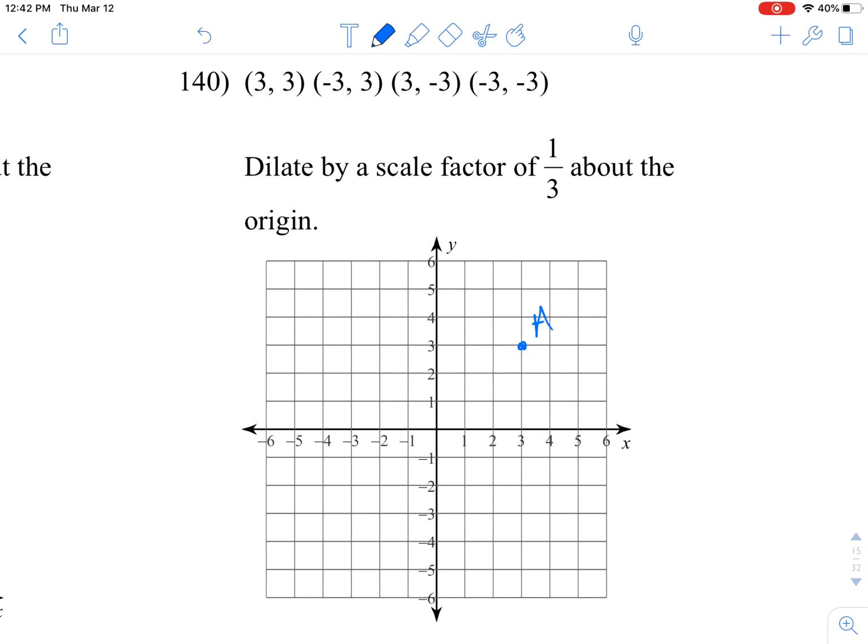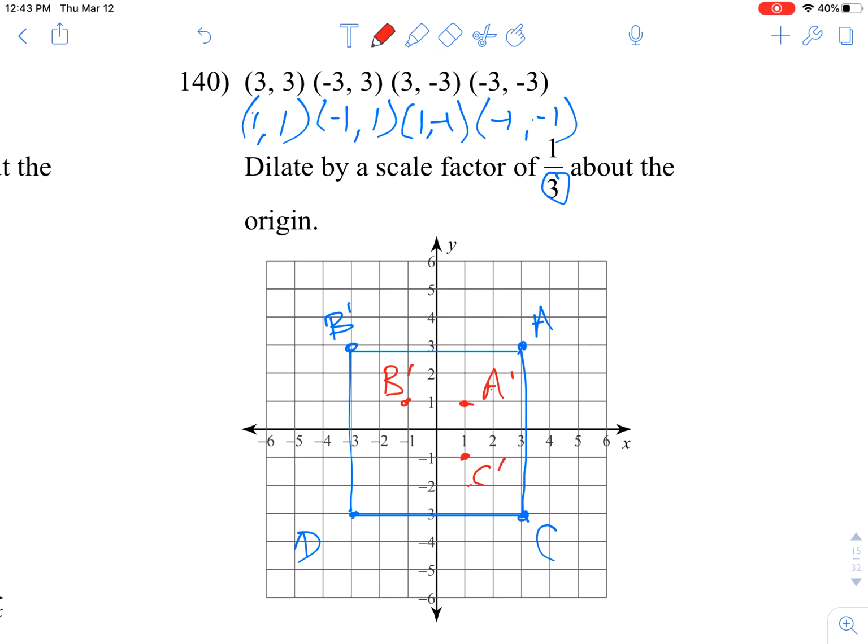And 1, negative 1. I forgot my negative sign up there. Be careful about that. It's going to be here. We'll call it C prime. And then negative 1, negative 1 is here. We'll call it D prime. And again, you should have a similar shape this time. Same general shape, but this one's much smaller because we have a scale factor that's a fraction.